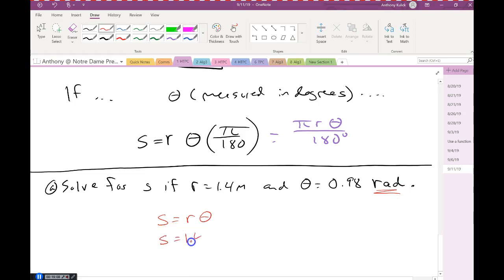So I can just plug this in and type it into my calculator. And the unit that I output here should match my unit of length on the radius. That's pretty easy, right?